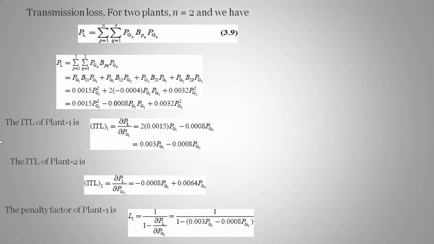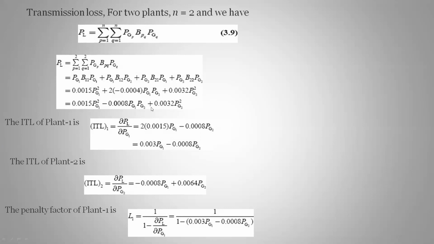So the incremental transmission loss of plant 1. This is very simple. So dou PL by dou PG1. What is the incremental transmission loss? What is the transmission loss? Power loss. This is the transmission power loss.